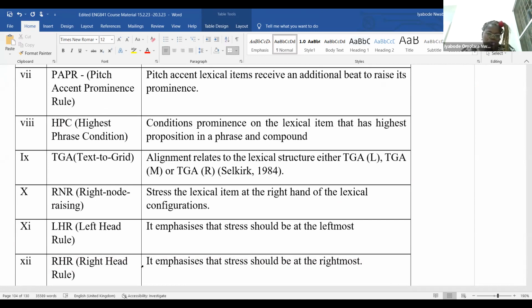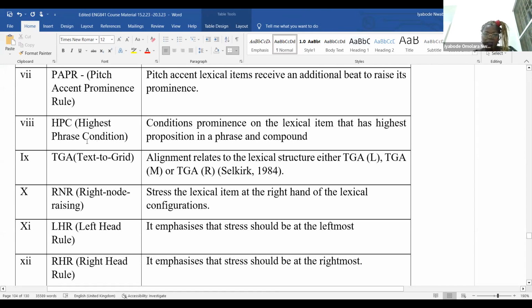That's usually when you have a content word that starts at that point. Then the strict lexical rule at the right hand of the lexical configurations. Alignment relates to the lexical structure, so that's why you have TGA, text to grid. The HPC gives conditional prominence to the lexical item that has the highest position in a phrase. There's no way I could start copying this into slides, so what I'll do is share it with you on the system.